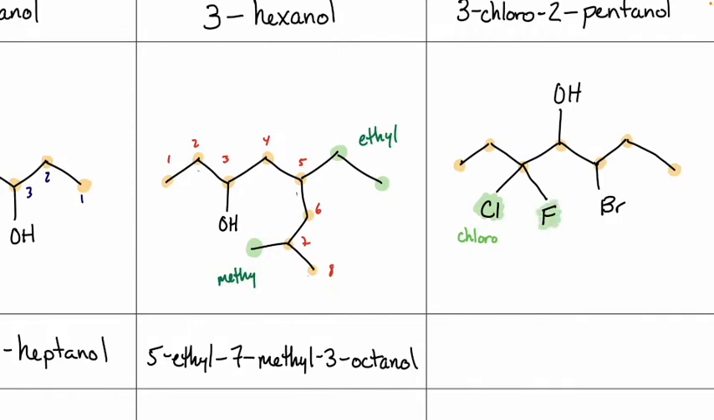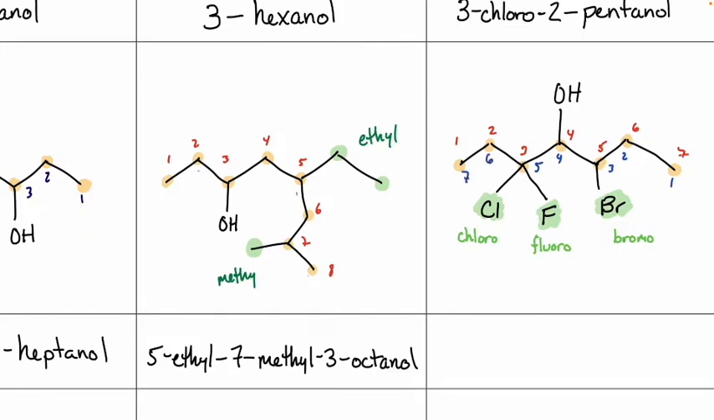Fluorine is a fluoro group. And bromine is a bromo group. Okay, so I'm going to put in my numbering scheme. 1, 2, 3, 4, 5, 6, 7. Or 1, 2, 3, 4, 5, 6, 7.